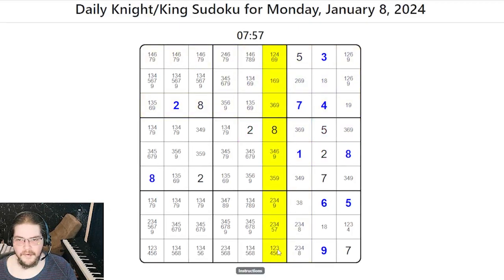How about in this column? This 7 means that none of those squares can have a 7. This takes care of those. This takes care of the bottom one. The only cell in this column that can have a 7 is here. So we'll put that in. That narrows our 7 down to the top here.